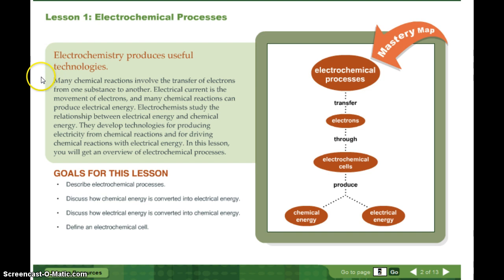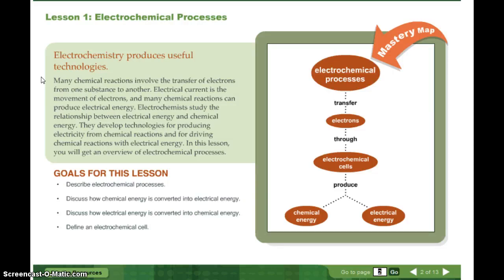Electrochemistry produces useful technology. Many chemical reactions involve the transfer of electrons from one substance to another. Electrical current is the movement of electrons, and many chemical reactions can produce electrical energy. Electrochemists study the relationship between electrical energy and chemical energy. They develop technologies for producing energy from the chemical reactions and for driving chemical reactions with electrical energy. In this lesson, you will get an overview of electrochemical processes.